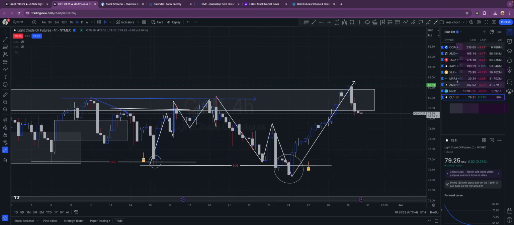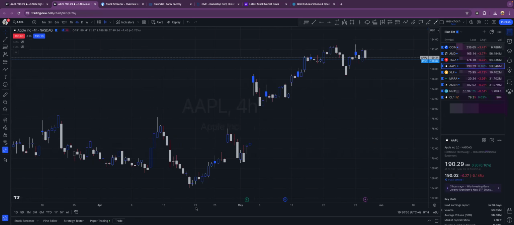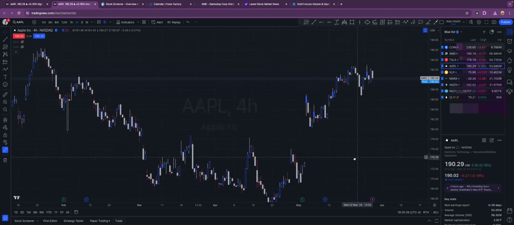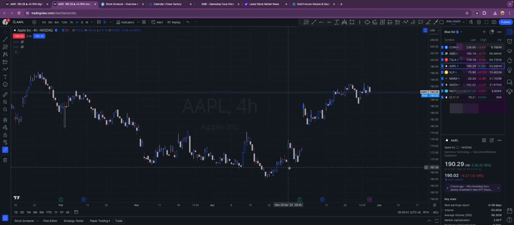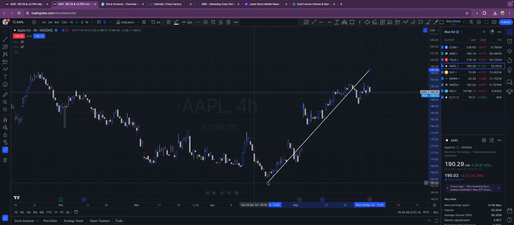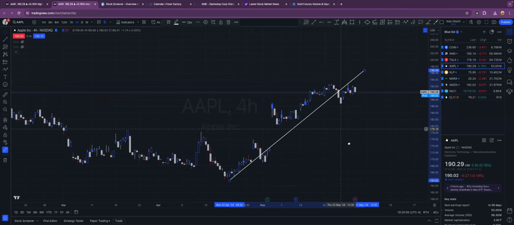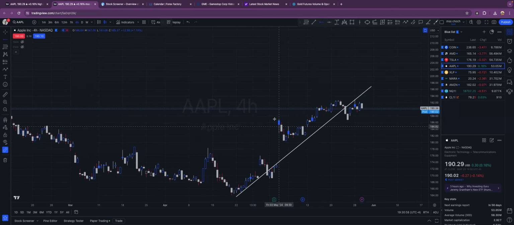Let's get over. I seen a nice little play on Apple too, right? Sticking to the 4 hour chart. So we see Apple being a nice little uptrend. Breaking structure. All right, we want to connect these lows real quick. All right, cool. So from there, once it gapped up, this was your high, right? You had this gap here. Great.